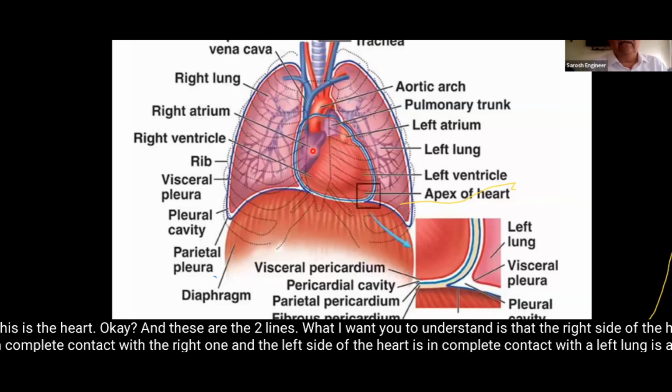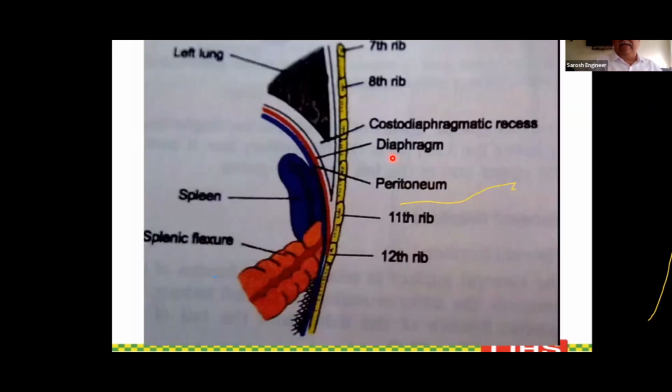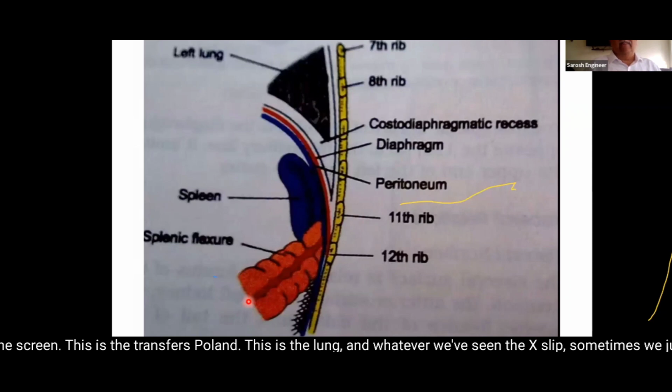What I want you to understand is that the right side of the heart is in complete contact with the right lung, and the left side of the heart is in complete contact with the left lung. It's actually like the 2 lungs are overlapping or hugging the heart. The heart has got less space. The lungs are occupying all the space. That is very important. The rest of the diagram you forget. This is just to show you, this is the spleen. This is the transverse colon. This is the lung.